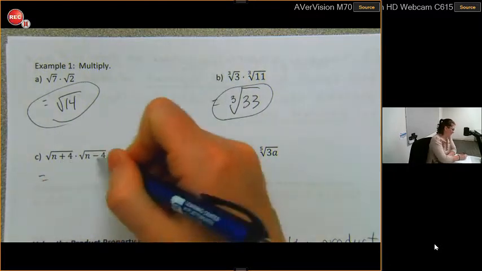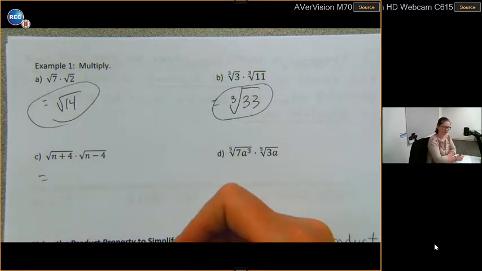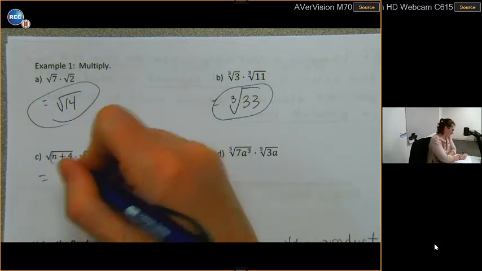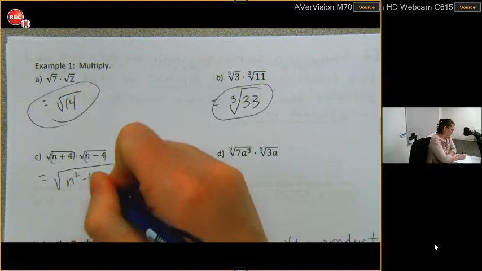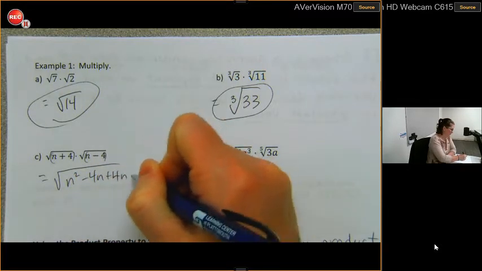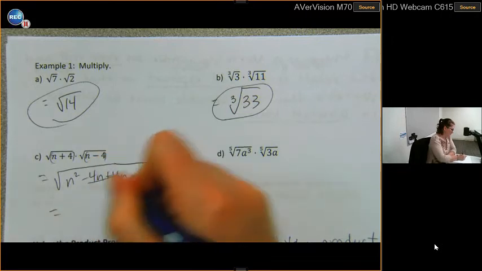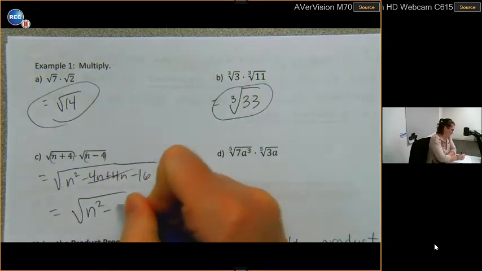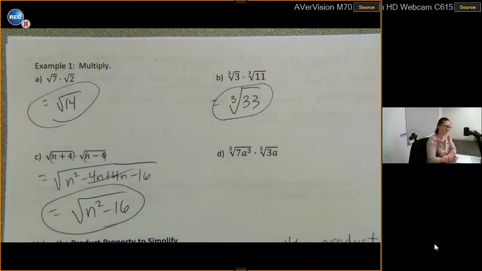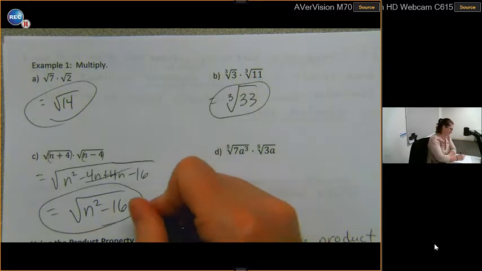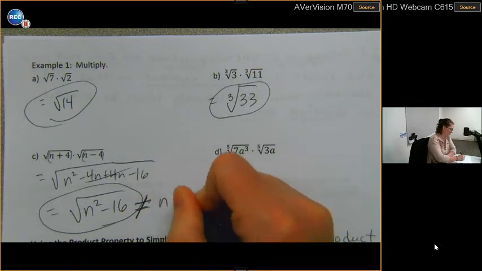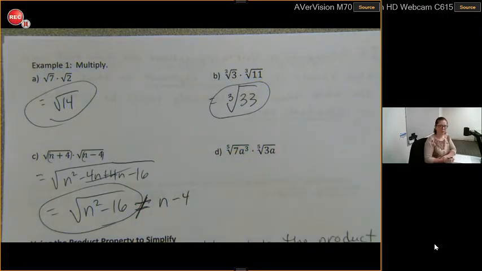Square root of n plus 4 times the square root of n minus 4. We're going to have some foiling going on there. So we get n squared minus 4n plus 4n minus 16, which is the square root of n squared minus 16, and that's the end of it. Even though n squared and 16 are both perfect squares, because they're connected with a subtraction, you cannot break up the square root. So this does not equal n minus 4, as maybe one would want to do.